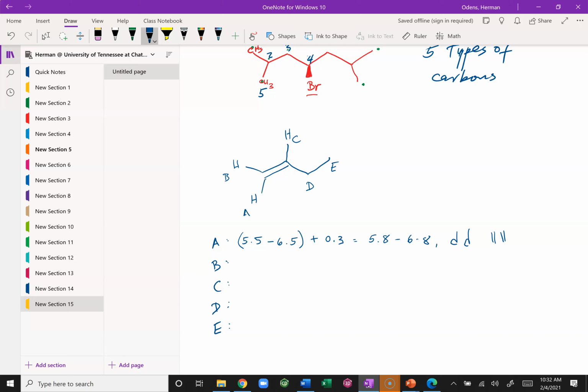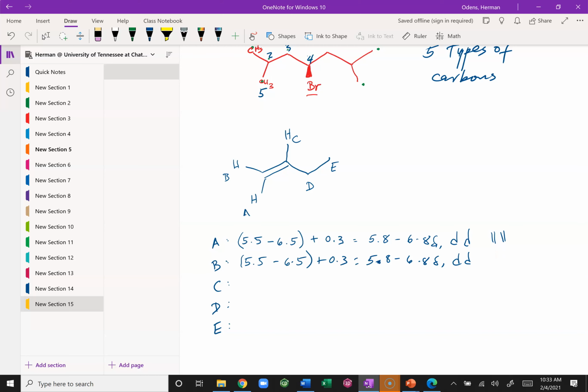All right. B will also be similar, between 5.5 to 6.5. I'm sorry, it'll have 0.3 extra because it's a CH2. It'll be anything between 5.8 to 6.8 ppm, and this one also will be a doublet of doublets, but check it out.